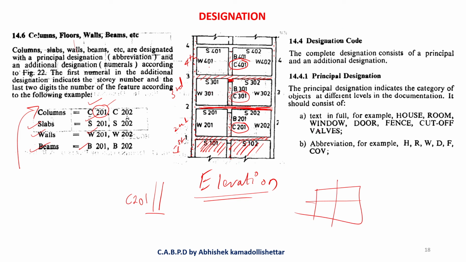So the designation code, you should always write in capital letters. House, room, window, door, fence, cutoff, whatever is there, you have to write it in capital letters. And you can even use abbreviations like HR and all those things.